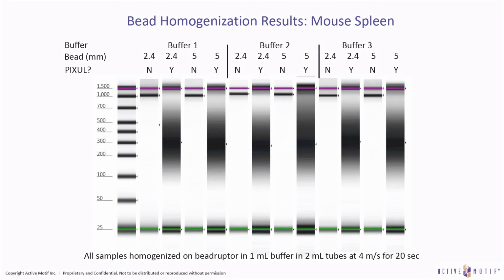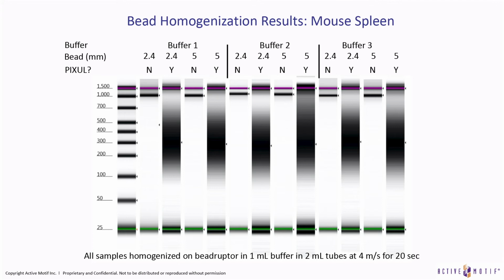So now just to show some of the results from when I sonicated that single cell suspension generated in mouse spleen. What we're looking at here is TapeStation data of the resulting DNA that was purified from the input chromatin. And we're looking at 3 different homogenization buffers: buffer 1, buffer 2, and buffer 3. Buffer 2 is the same buffer that is used on PIXUL. So these samples are immediately ready for sonication after homogenization. Then you can see that I used a 2.4 and a 5 millimeter bead.